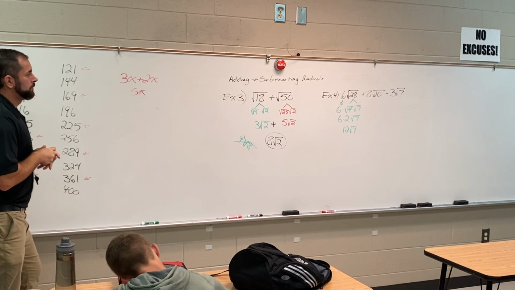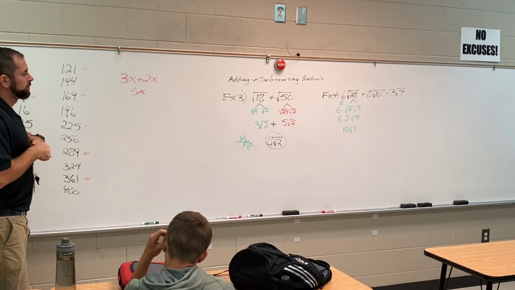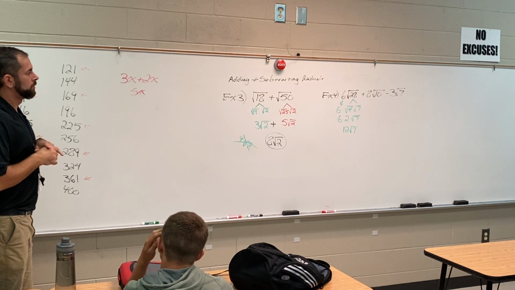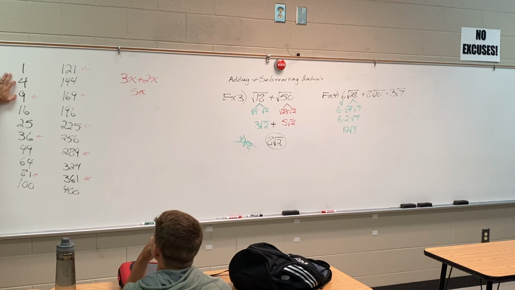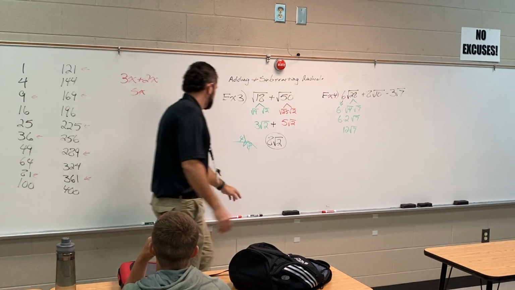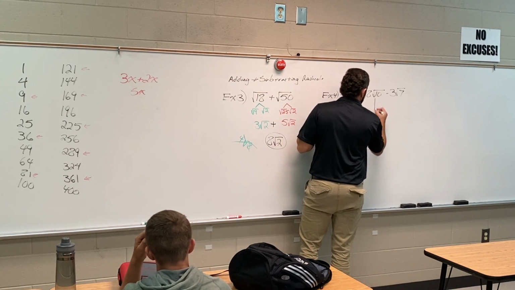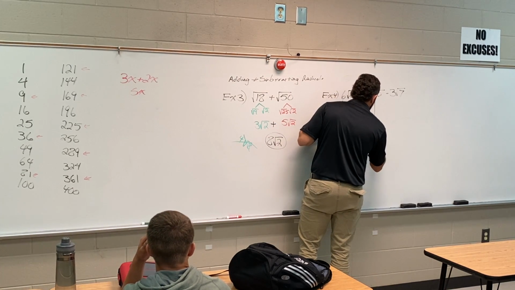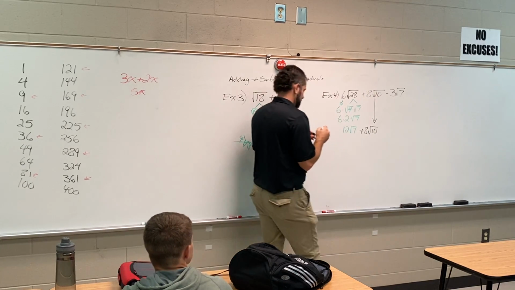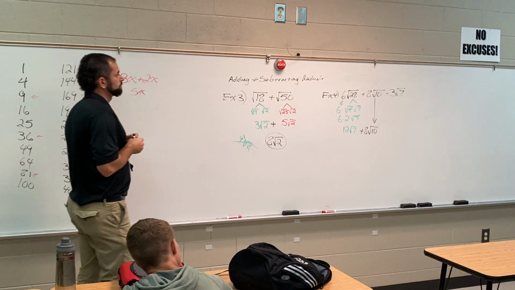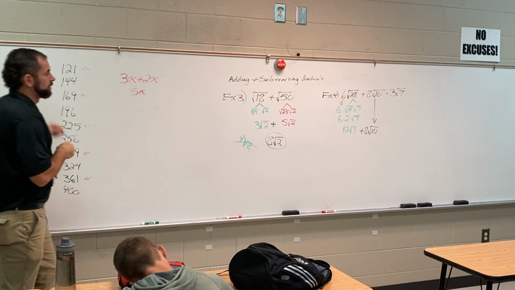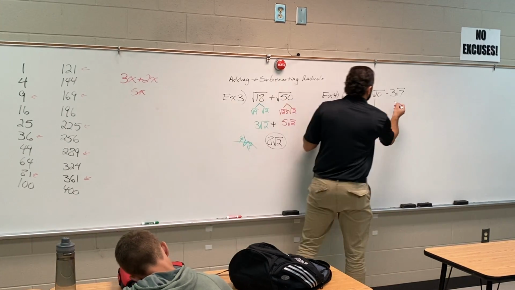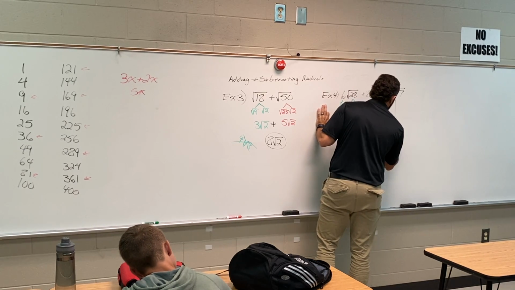8 square root of 10. Can that be simplified? No, because the only two numbers I can work with are 9 and 4. 9 doesn't go into it, 4 doesn't go into it. So I can't simplify that one, so I want to bring it down. Three square root of 7? No, 7 is prime, because 4 doesn't go into it. So I'm just going to bring that down. Minus 3 square root of 7.